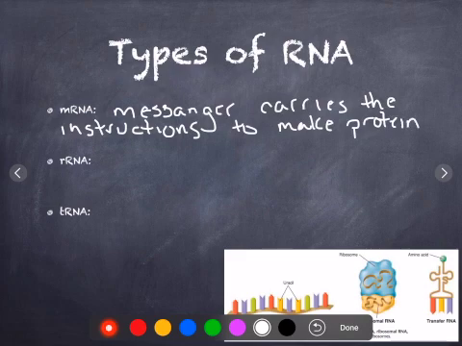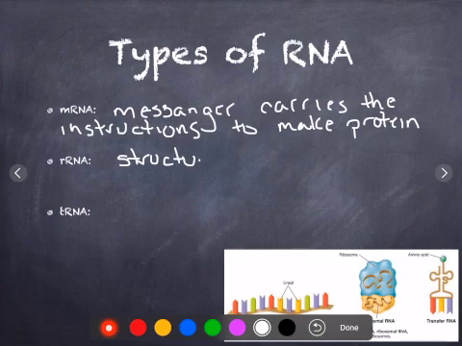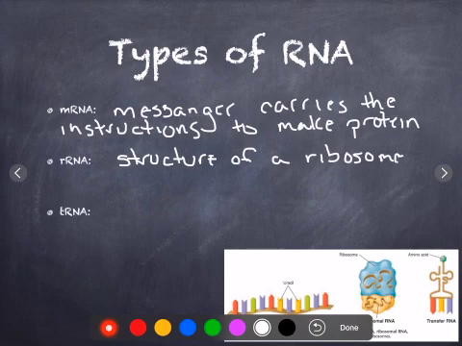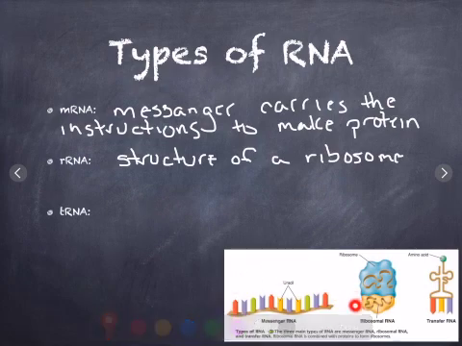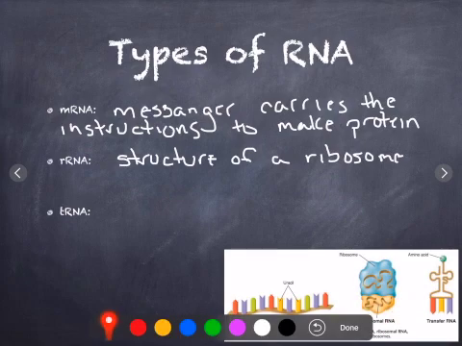Okay, so this is the stuff that's made in the nucleus and moves to the ribosomes. Now, the rRNA is part of the structure of a ribosome. The structure of the ribosome is what the mRNA comes and attaches to. So over here, we have our messenger RNA. Our ribosomal RNA is what helps in the formation of this.